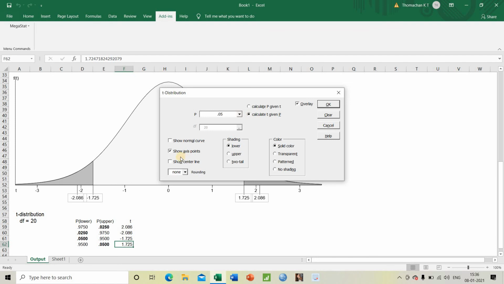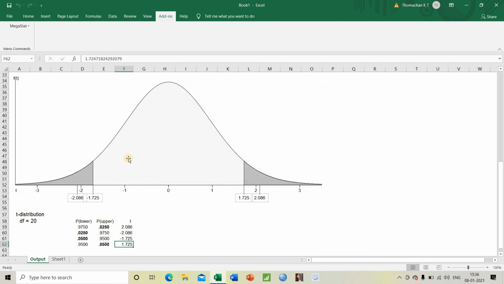If you take a new sheet, you can give it. That is it. So this is how we calculate area under standard normal distribution and T distribution, and understanding of the area under these distributions is important for hypothesis testing.